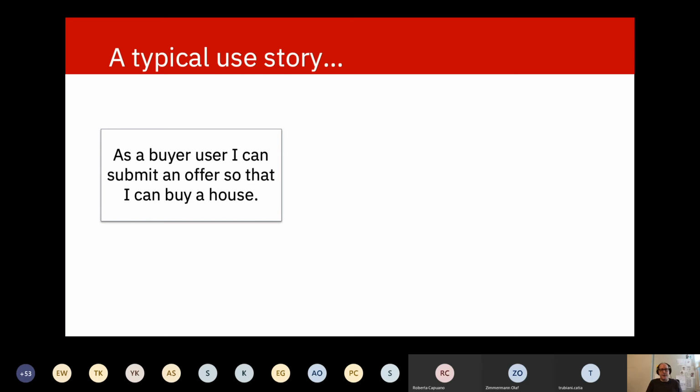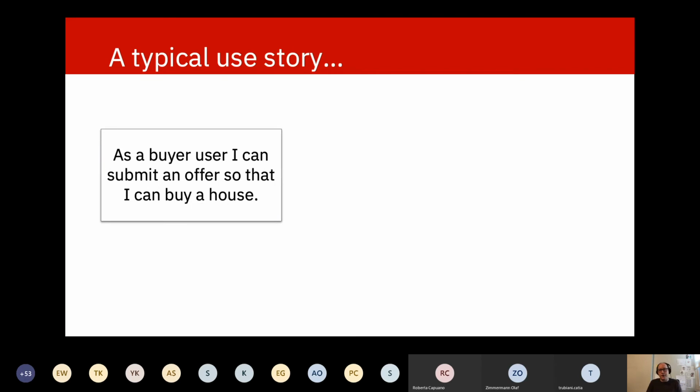Here's an example of maybe a typical user story that you might see on any backlog. As a buyer user, I can submit an offer so that I can buy a house. Okay. It's a statement of need. It's user-centered, which is nice already, right? A buyer user. But it really doesn't give us much to go on. If I were to hand this over to a developer on my team, we wouldn't know what to do with it.